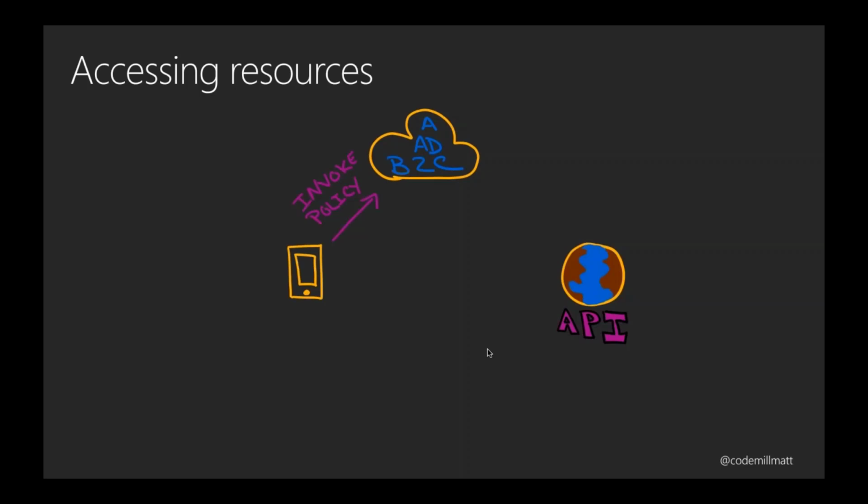The mobile app is going to invoke a policy in Azure Active Directory B2C. That policy can be a sign-in policy in this case. The user signs in and they do it successfully. They're returned a token. So now they use this token to request a resource from the web API. They say, hey, I want some data back.